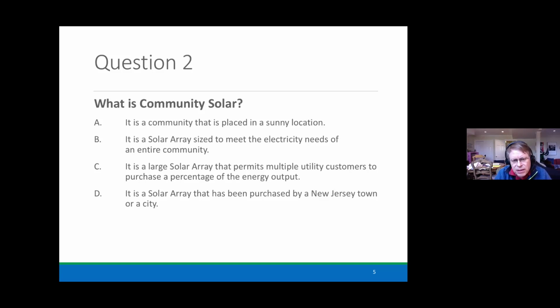The third one, it is a large solar array that permits multiple utility customers to purchase a percentage of the energy output. And that's actually the answer for how community solar is structured.